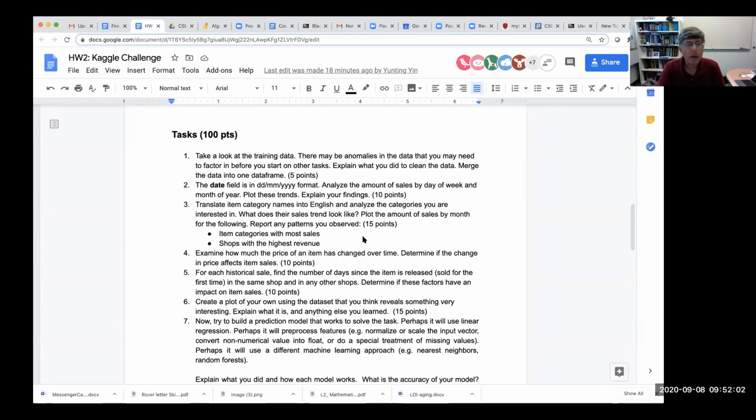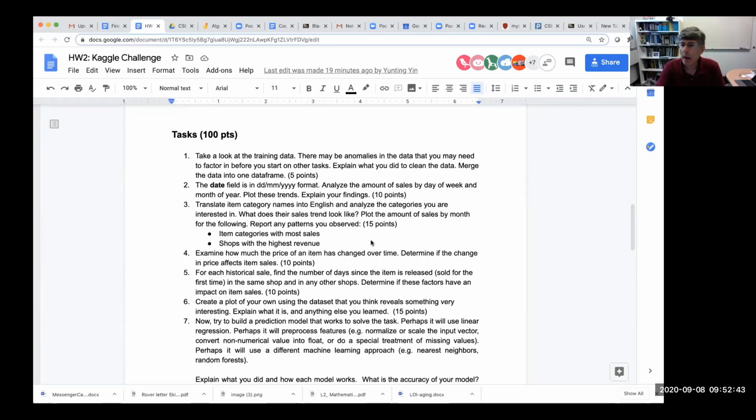Item number 3 is about analyzing the items. I want you to take a look at these things and see what kinds of things are selling the most, and by month, and see if you learn anything about that. One thing to notice is that the names of the products are listed in Russian in that data set. So how are you going to analyze the items so that I can understand it? I need it translated into English.